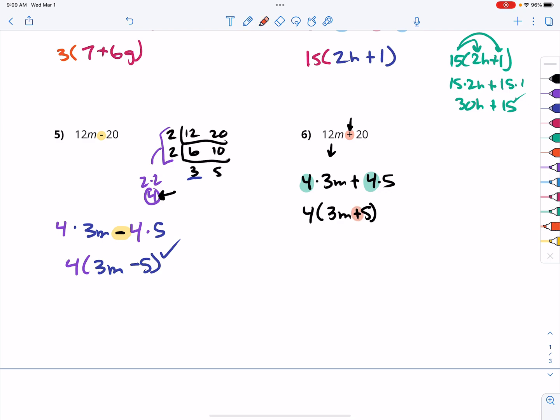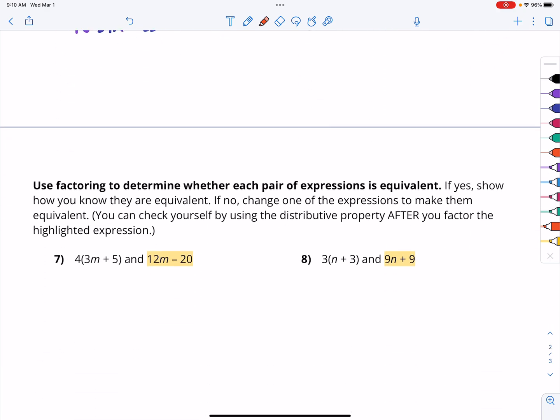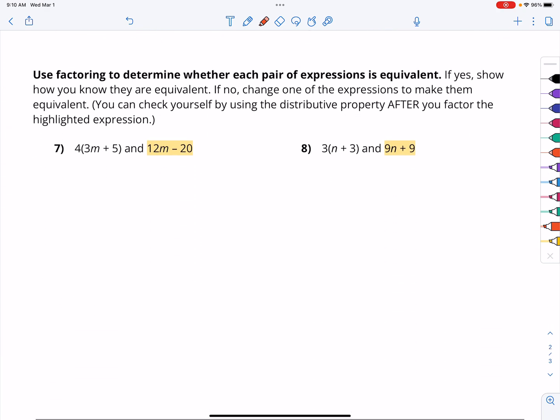So the difference here is in question number 6, we have 3m plus 5 in the parentheses, but in number 5, we have 3m minus 5. So these directions are important. Use factoring to determine whether each pair of expressions is equivalent. If yes, show how you know that they are equivalent. If no, change one of the expressions to make them equivalent. And you can check yourself by using the distributive property after you factor the highlighted expression.